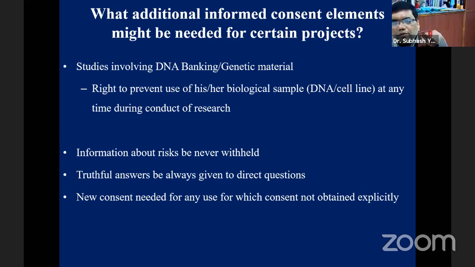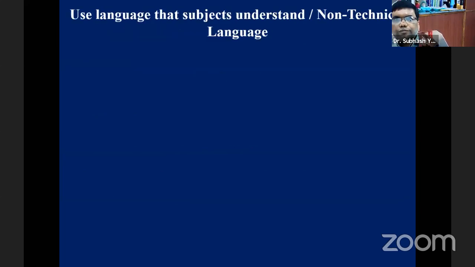And new consent is needed for any use for which consent was not obtained explicitly. This is mainly for any drug trial. Suppose new information has come which is harmful to the subject, or you want to do some study in the same study on some different group of patients, or some different parameter you want to test. So you have to explain to the subject and take fresh consent: we are going to do this thing again, whether you are willing to continue or not.